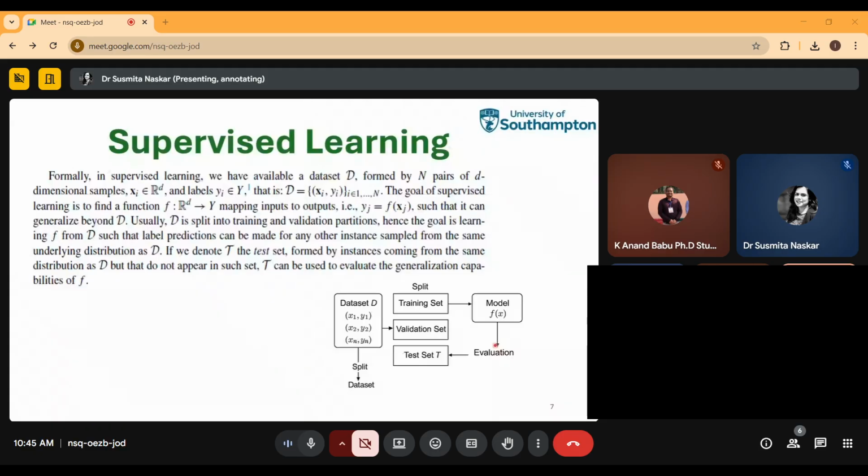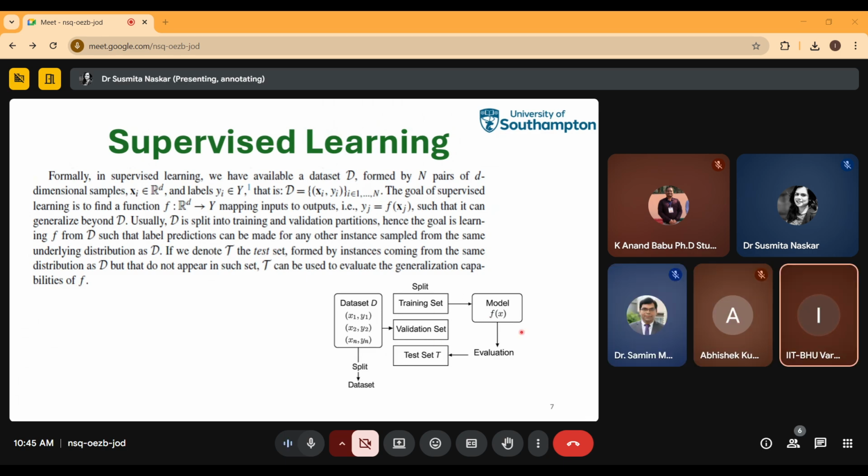Now if you look into this particular diagram here, you can see the process. We start with the data set, and then we feed it into the training, validation and test sets. Once these three are done, the model is trained using the training data set, then tuned using the validation data, and finally we do the evaluation. Once the evaluation is done, we try to estimate the real world performance. So basically, this is the diagram of supervised learning, a generalized diagram, I would say.